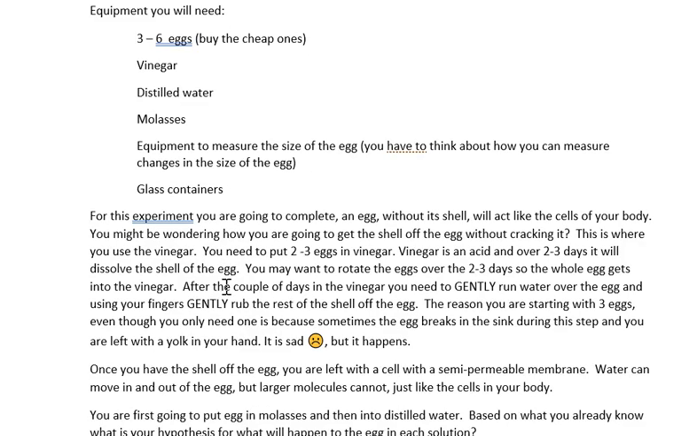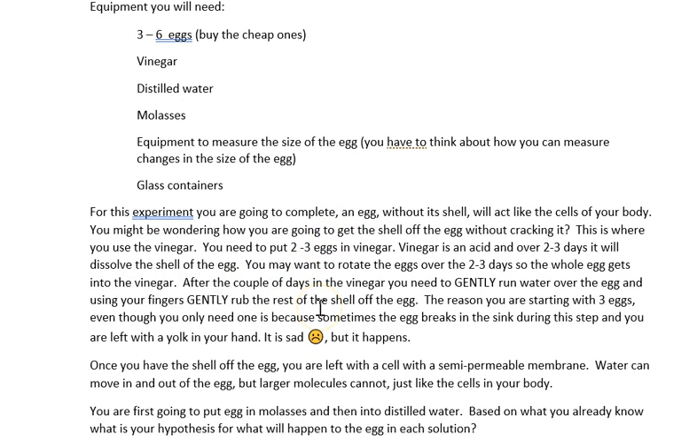So the first thing you're going to do, and I'll just go through this real quickly, is you're going to need to get the shell off the egg, because what we want is a membrane that works like the cells of your body, a selectively permeable membrane. When you get the shell off the egg, then you have a selectively permeable membrane. Now obviously the egg becomes much more easy to break when there's not a shell on it. So the vinegar is going to take the shell off it.